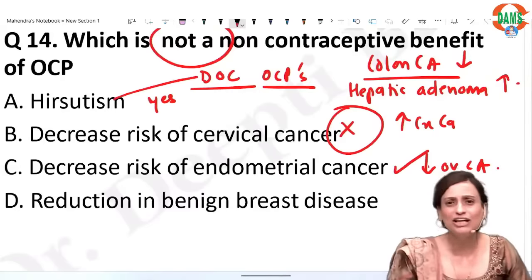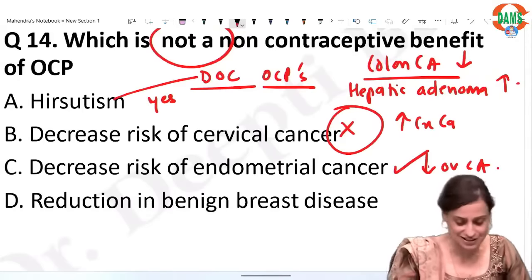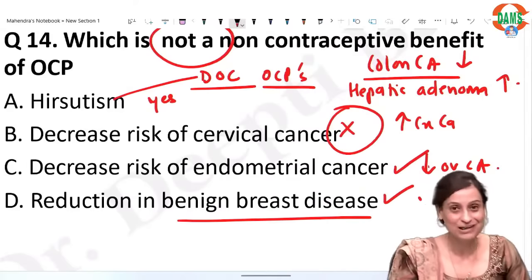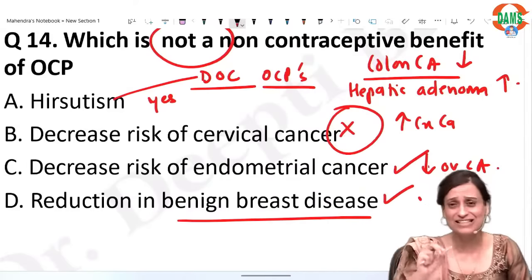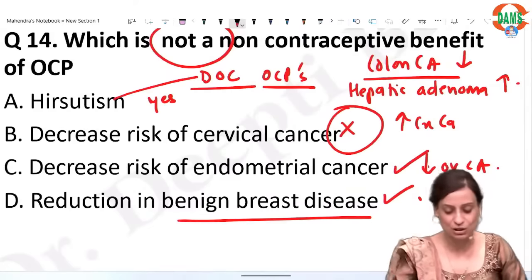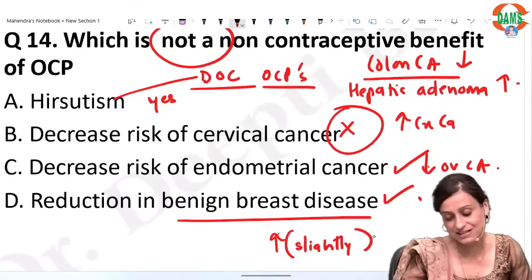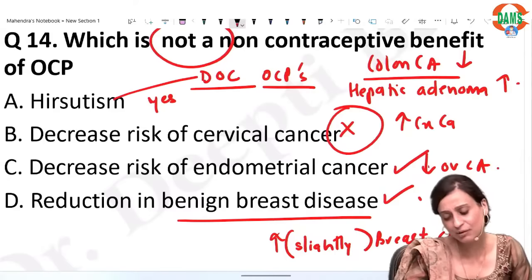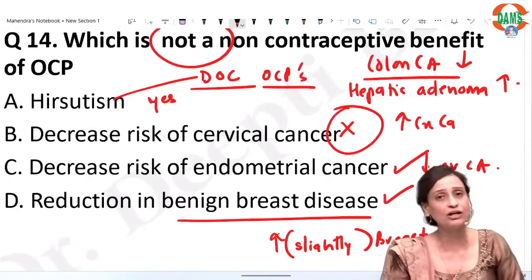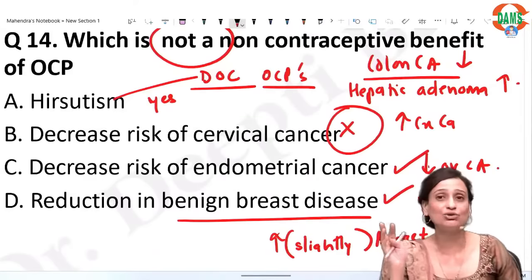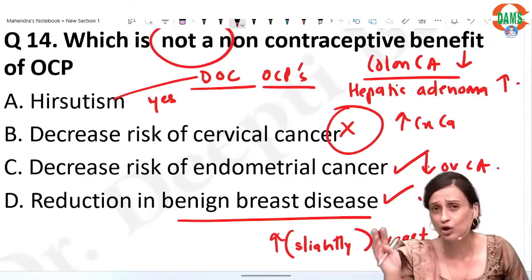Okay, do they cause reduction in benign breast disease? Yes, that is true. They decrease benign breast disease, but yes, when used continuously, they can slightly increase the risk of breast cancer. Please remember to learn the absolute contraindications for OCPs as well as intrauterine devices. They are important for your exams.